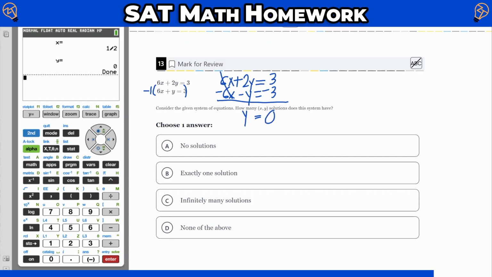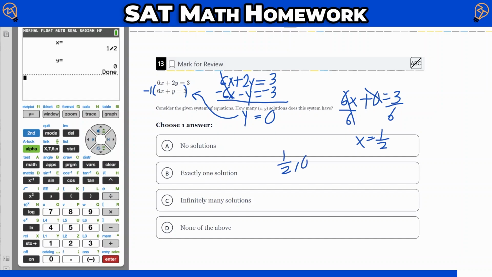So we got y is 0, and then at that point you can plug that back into either of the other equations, and you'd get 6x plus, replacing the y with 0, the 0 really does nothing. So I'm going to go ahead and divide by 6, and we get x is a half. So we get the ordered pair.